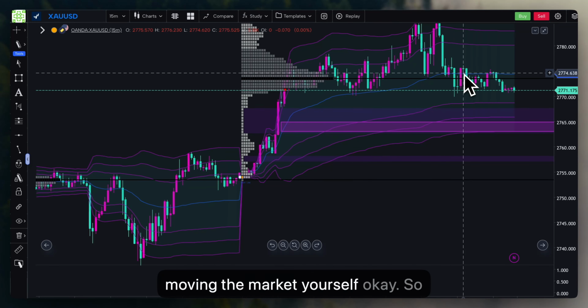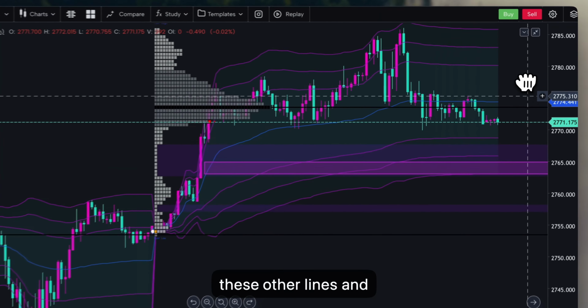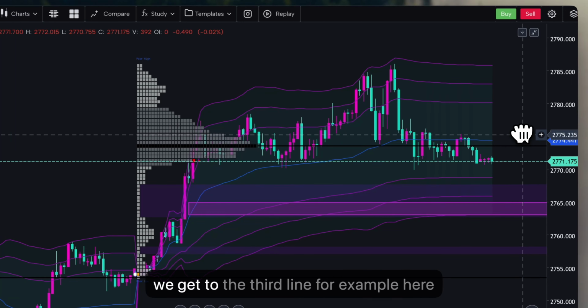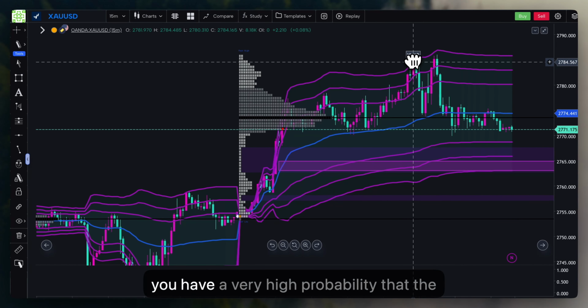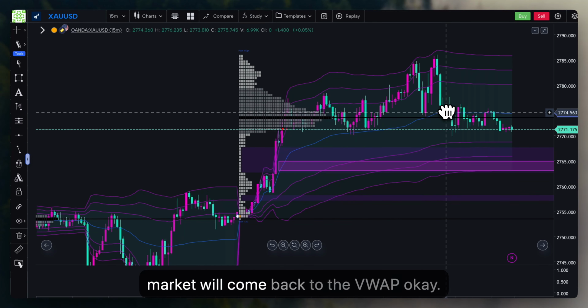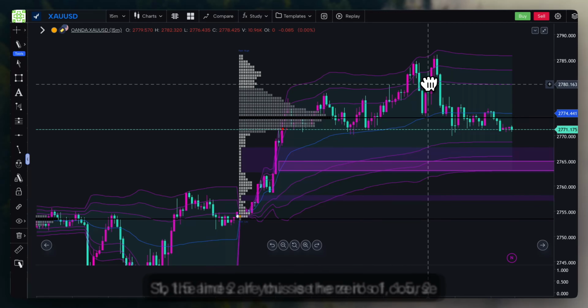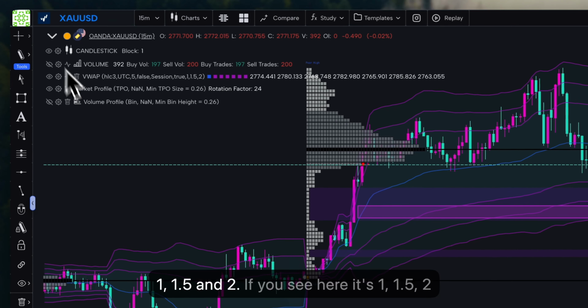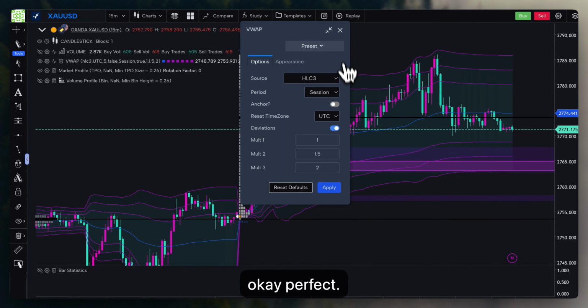Okay, so what do we use VWAP for? We have these other lines, and when we get to the third line, for example here, you have a very high probability that the market will come back to the VWAP. The lines are the 0, of course, 1, 1.5 and 2. If you see here, it's 1, 1.5, 2. Okay, perfect.